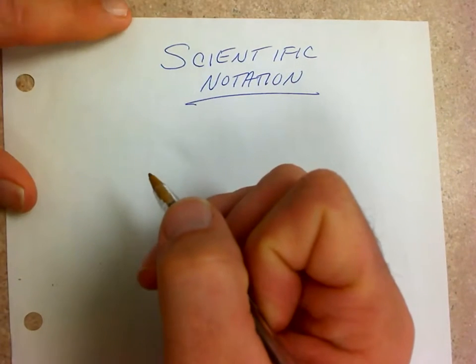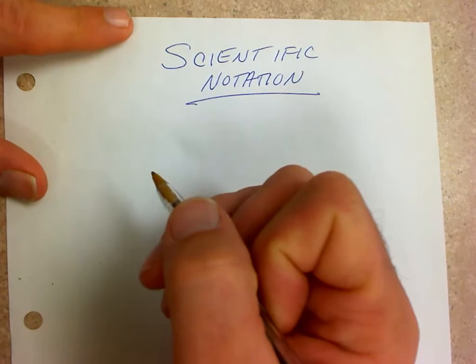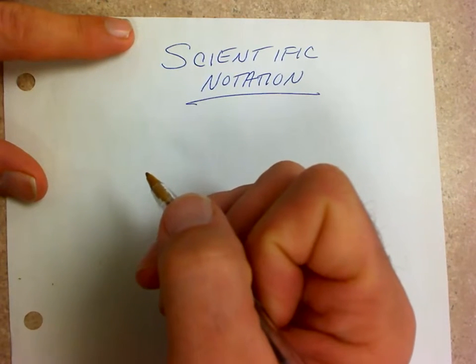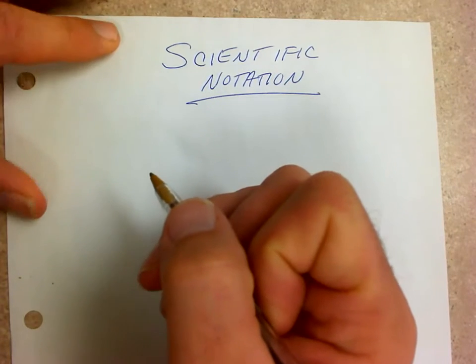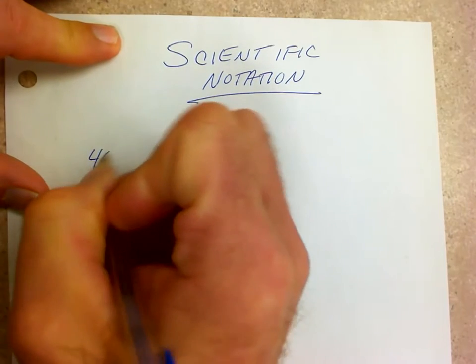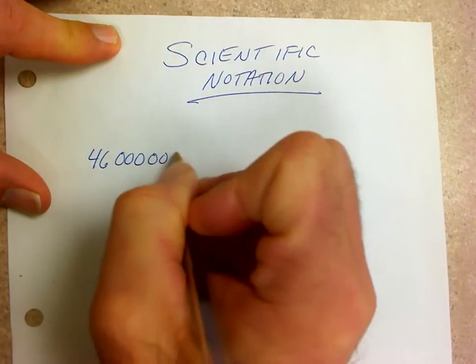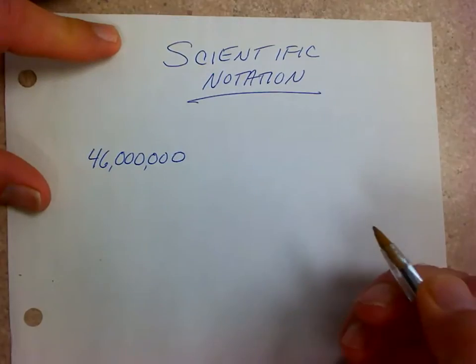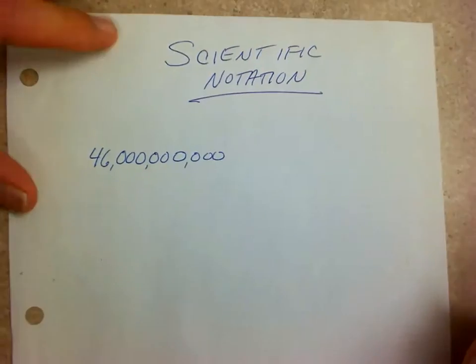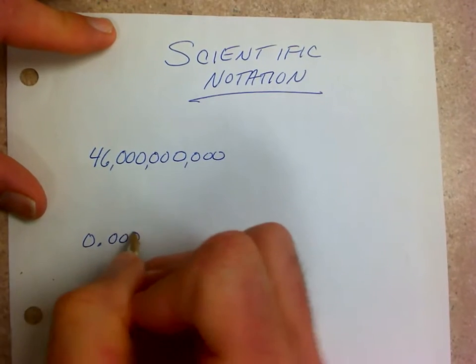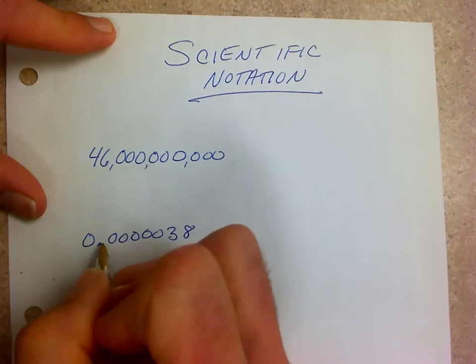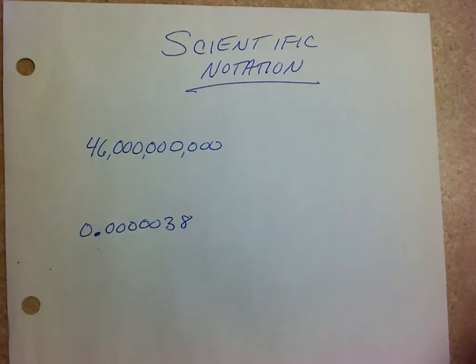Okay, so today in class we started talking about scientific notation, and remember scientific notation is just a way for us to deal with very big or very small numbers. Alright, so for example, we may have numbers that are this large, or we may be dealing with very small amounts such as this, okay?